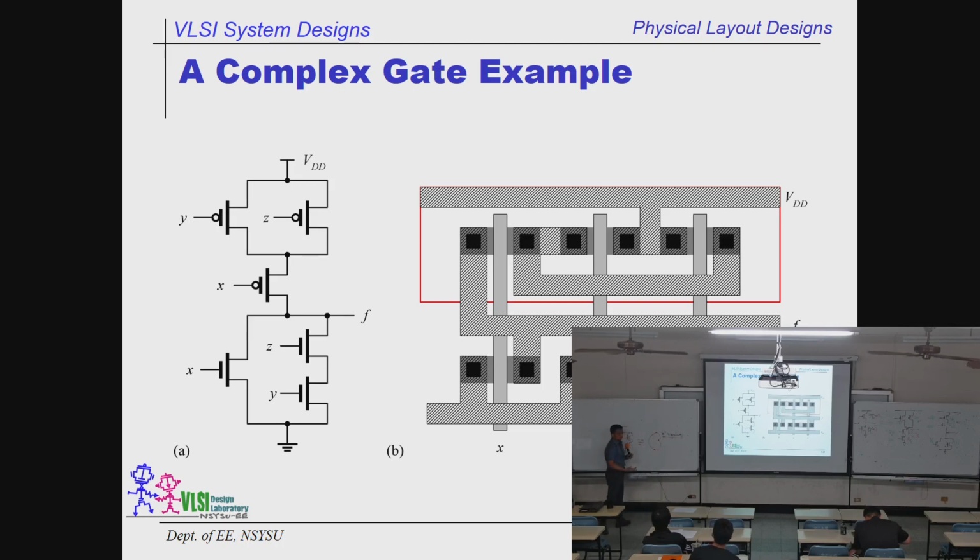So it can be done by Euler path. If it can be done by a single Euler path, that means we only need one single strip of diffusion to realize all the transistors. Let me repeat again: if it can be done by a single Euler path, that means we can use a single piece of diffusion to realize all the transistors.